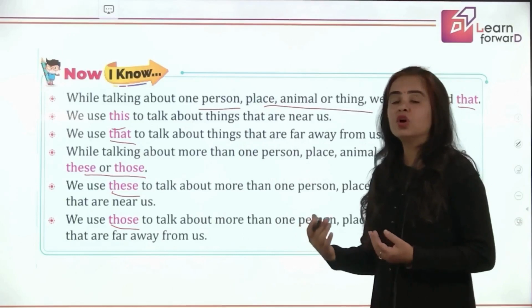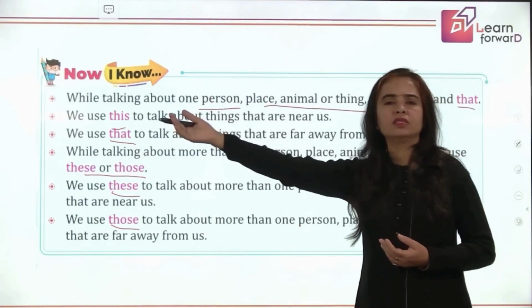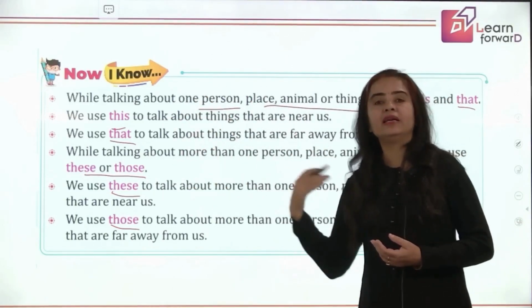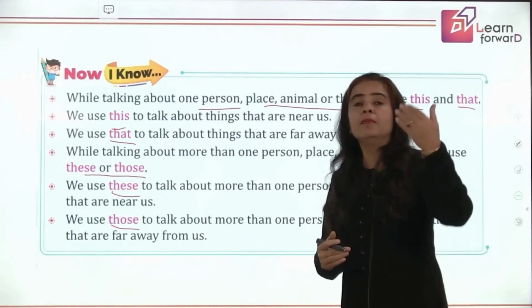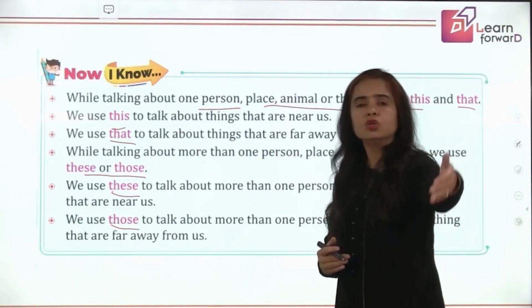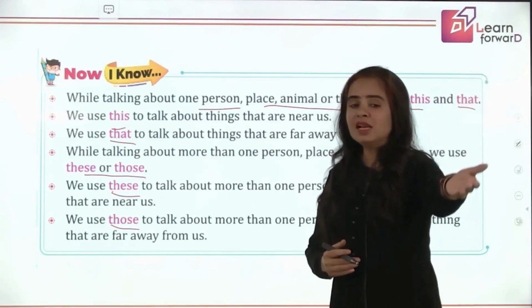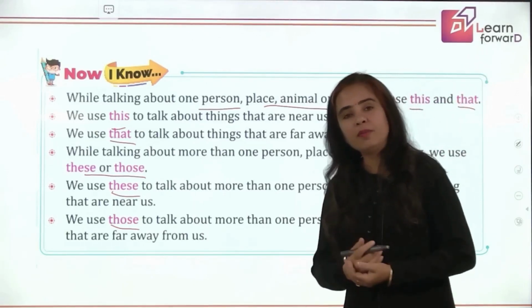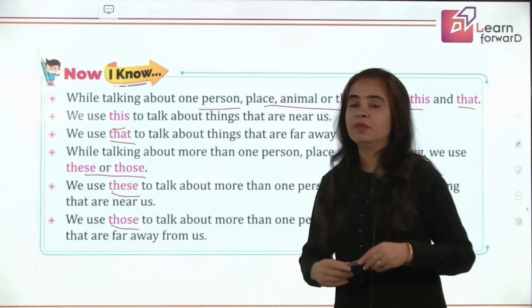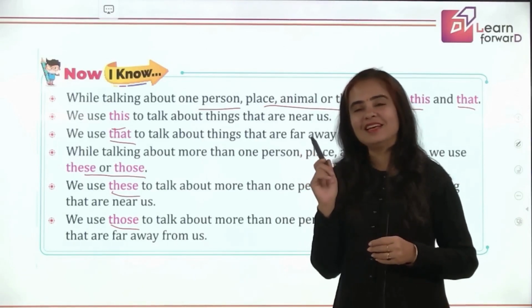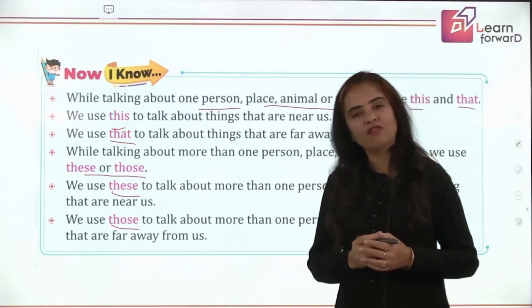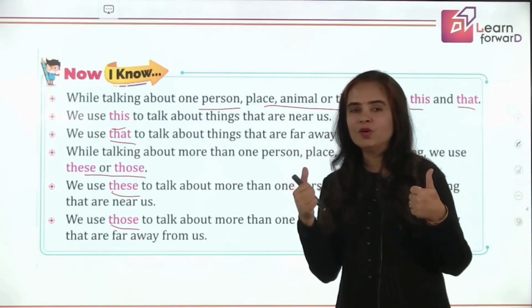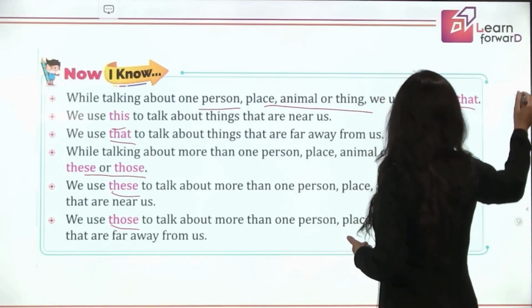Far away does not always mean it should be at a longer distance, but then they are at least at a distance. Even if I am standing here and I say, please give me that pencil, it's not too far away, but still it is away from me. So I'm using that pencil. But when I'm talking about this, it's nearer to me. So I'll say this is a stylus. Fine. Is that okay with you? Can we move ahead now?